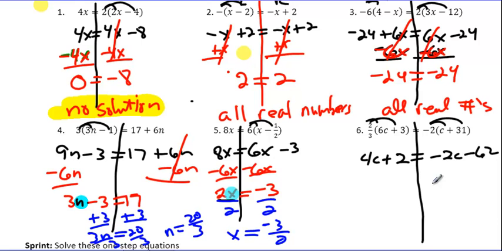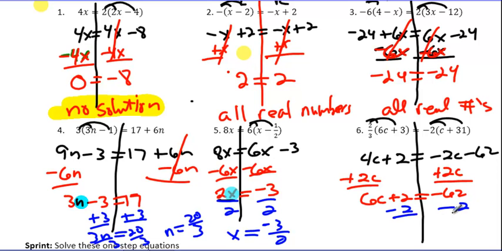I'm going to move smaller to larger next. And notice there is a smaller variable, which means this will have an answer. This is 6c plus 2 equals negative 62. And again, because the variables did not drop out, I need to solve. That's negative 64, divide by 6. Divide by 6, and I'm going to have another fraction answer.